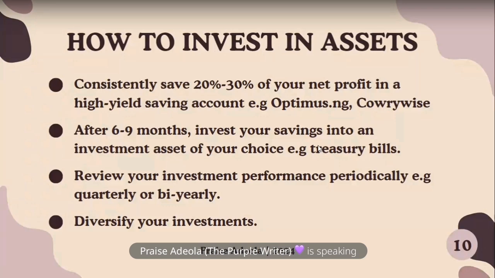Put part of it in stock. Put part of it in treasury bills. Put part of it in mutual funds. Put part of it in real estate. You understand? Just diversify it in different areas. Because God forbid something happens to the stock you purchase, you can fall back on the other areas. I hope we understand that.